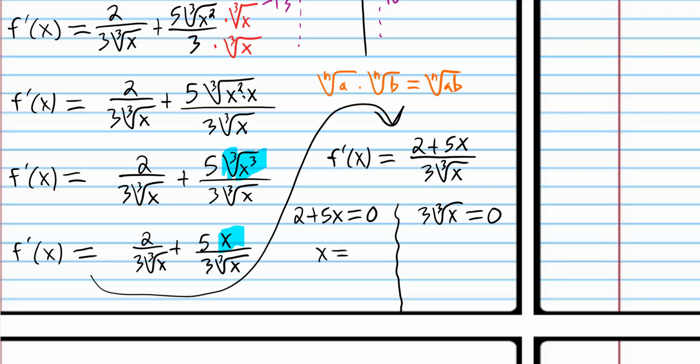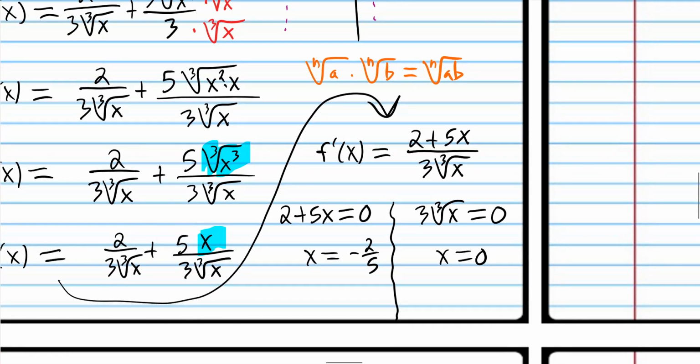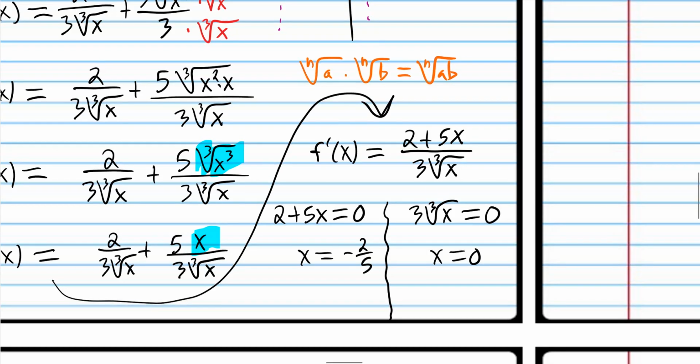So if we solve for x here, we have negative 2/5. And if we divide both sides by 3 and cube both sides, we have x is equal to 0. But that's not really necessary because we know that the only value of x that's going to make that 0 is 0. So if the numerator and the denominator are 0, that's a completely different situation, if they're 0 at the same time, that is. But we don't have that situation here.